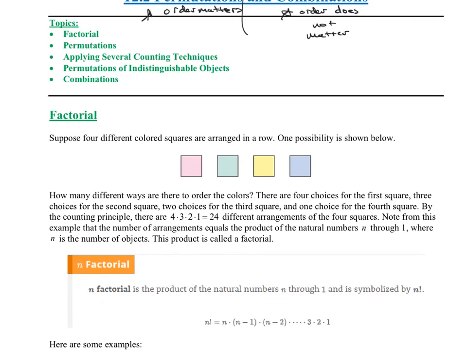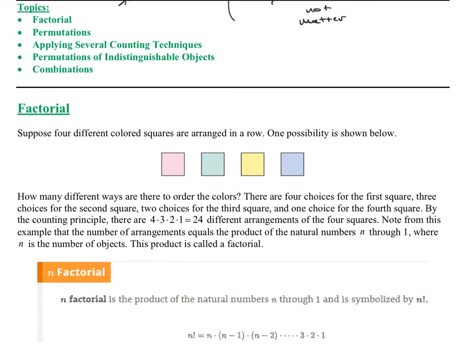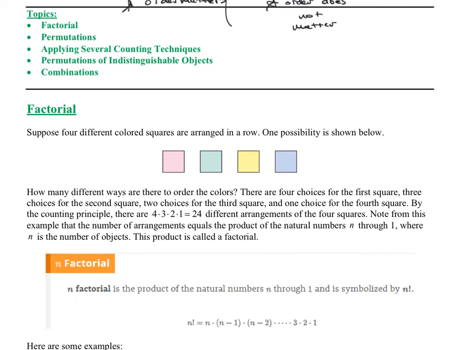Okay, so let's read this. Factorial. Suppose 4 different colored squares are arranged in a row. One possibility would be the following. I'm just going to call it red, green, yellow, and blue. How many different ways are there to order the colors?